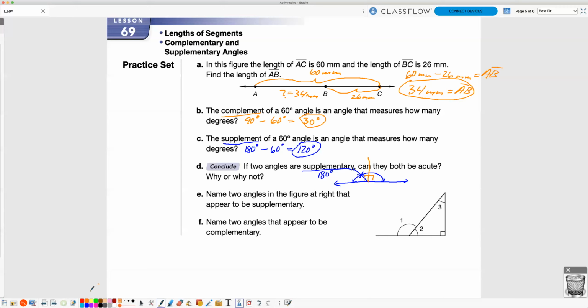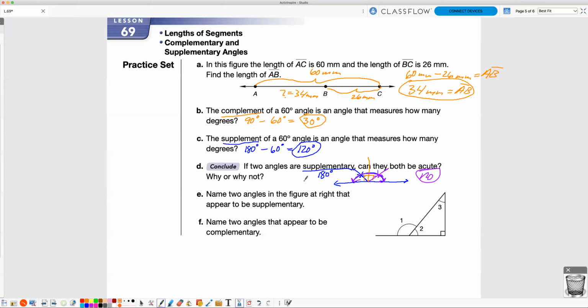Can they both be acute? Let's try another one. Let's go this direction, from here to here. That's acute, but from here all the way over to here is obtuse. So the answer would be no, they cannot both be acute. And the reason is the sum of both angles has to add up to 180. If one of them is acute, which is less than 90 degrees, the other one will have to be obtuse. And a 91 degree angle is obtuse. That is greater than 90 degrees.